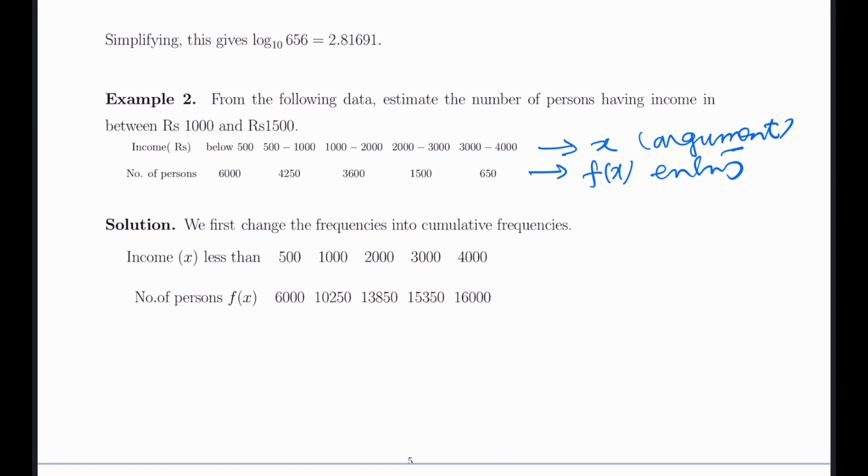Next, the number of persons having income between 3000 to 4000 is 650. So the total number of persons having income less than 4000 is the sum of all these values, and this is 16,000. Is this clear? We have changed the number of persons into those having income below certain values and found out this value. How to solve it now?